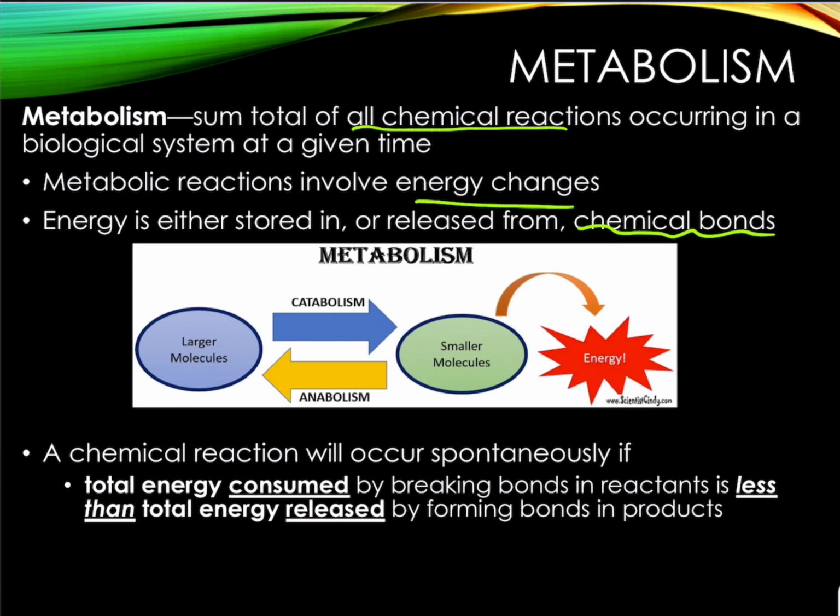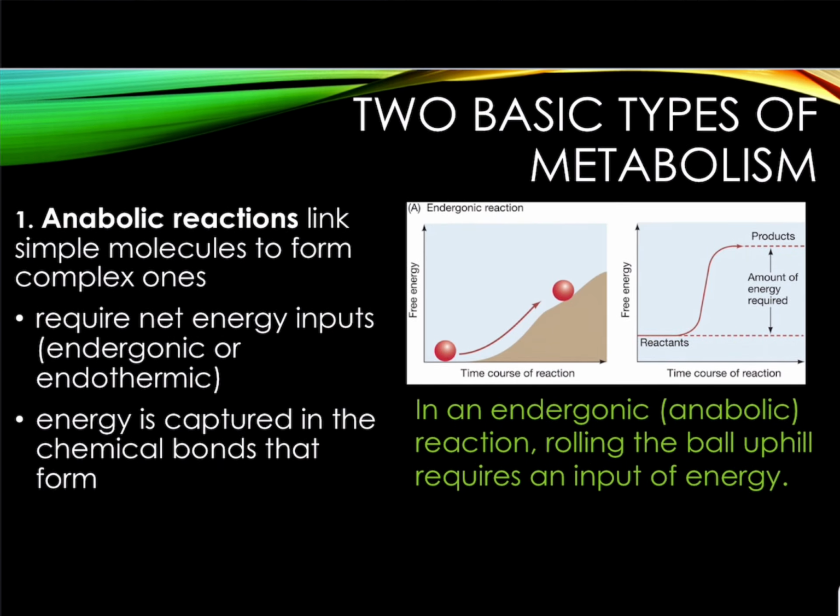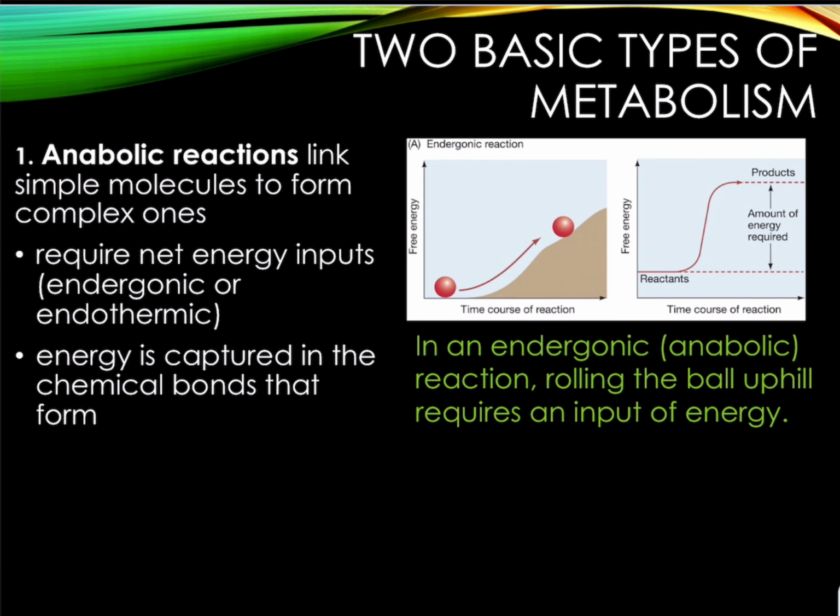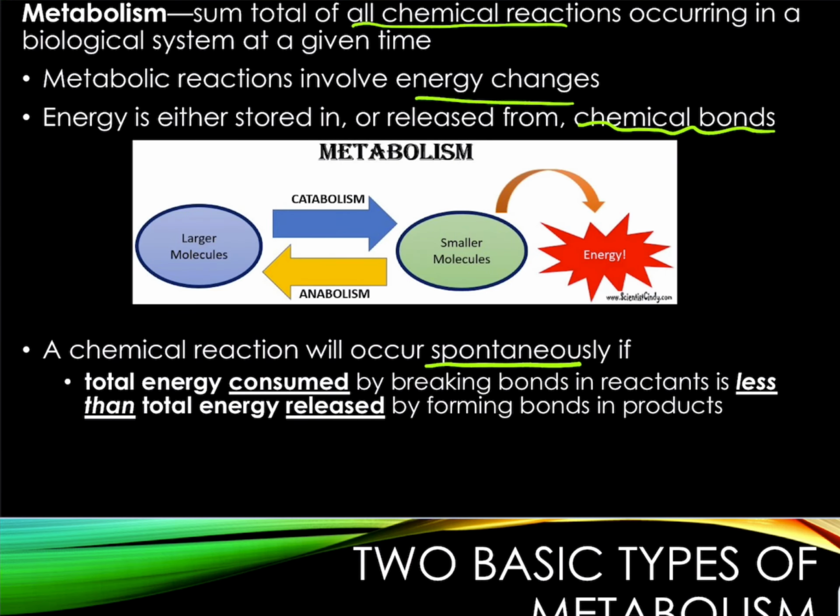A chemical reaction will occur spontaneously if the total energy consumed by breaking bonds in reactants is less than the total energy released by forming bonds in products. So it has to be this give and take, and there has to be a net total energy released for the reaction to occur spontaneously. We have two basic types of metabolism, and this last slide was talking about that too: catabolism, catabolic processes, and anabolism, anabolic processes.